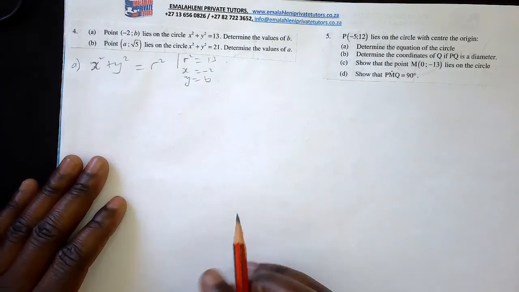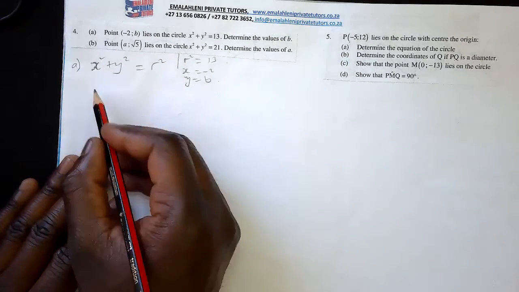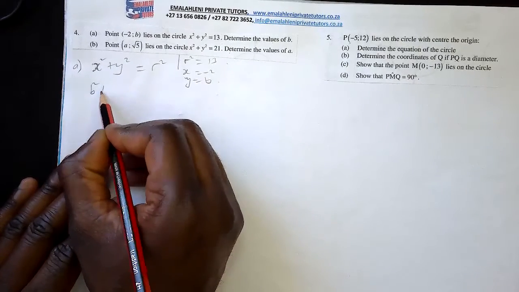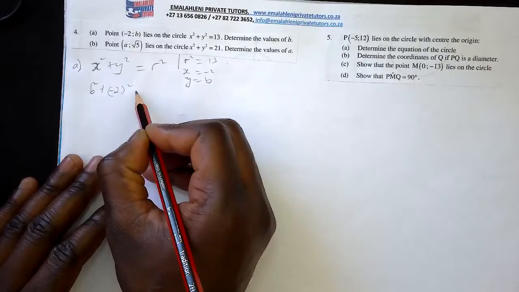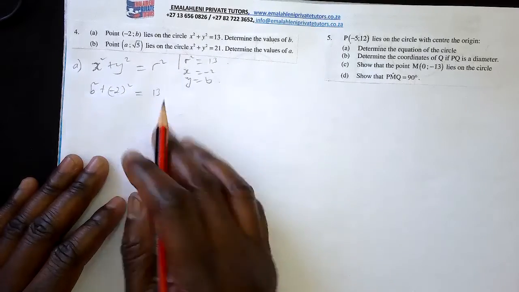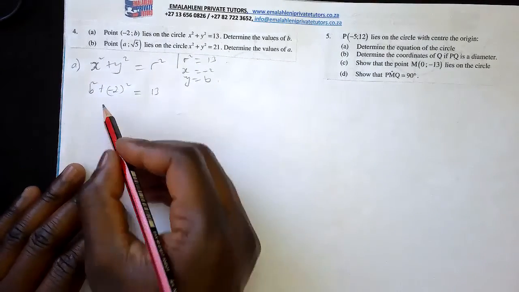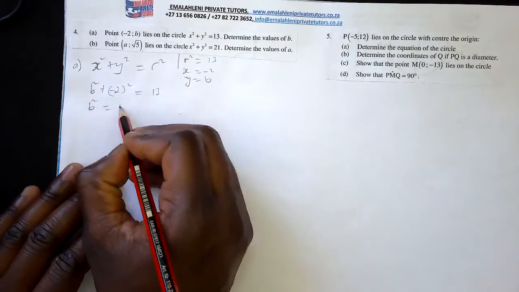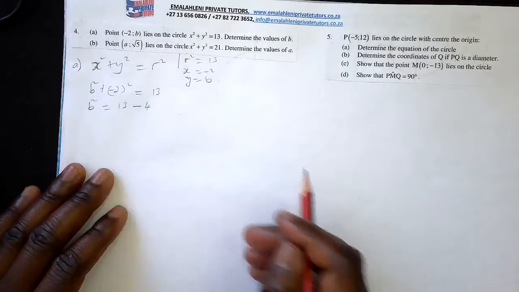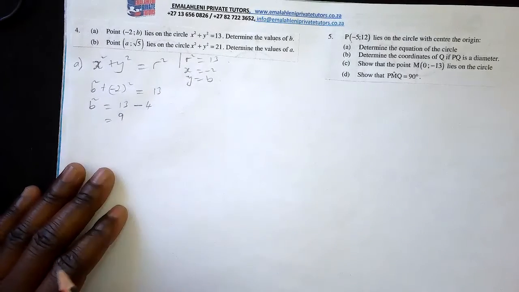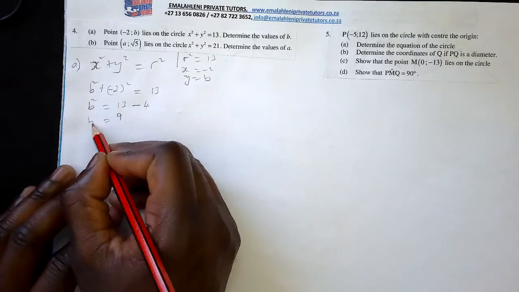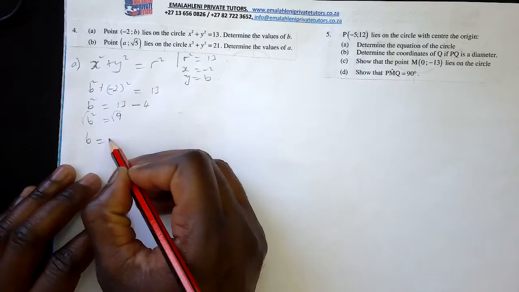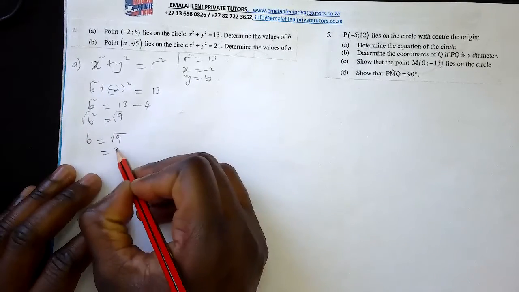Can you see that? Now, what do we do from there? We are going to say, okay, b squared plus (-2) squared is equal to 13, because r squared is equal to 13. Then (-2) squared is going to give us 4. Then b squared is going to be equal to 13 minus 4. What is 13 minus 4? It is equal to 9. Okay, now we have got b squared is equal to 9. Then we root both sides. Then b is equal to root of 9, which is equal to 3.